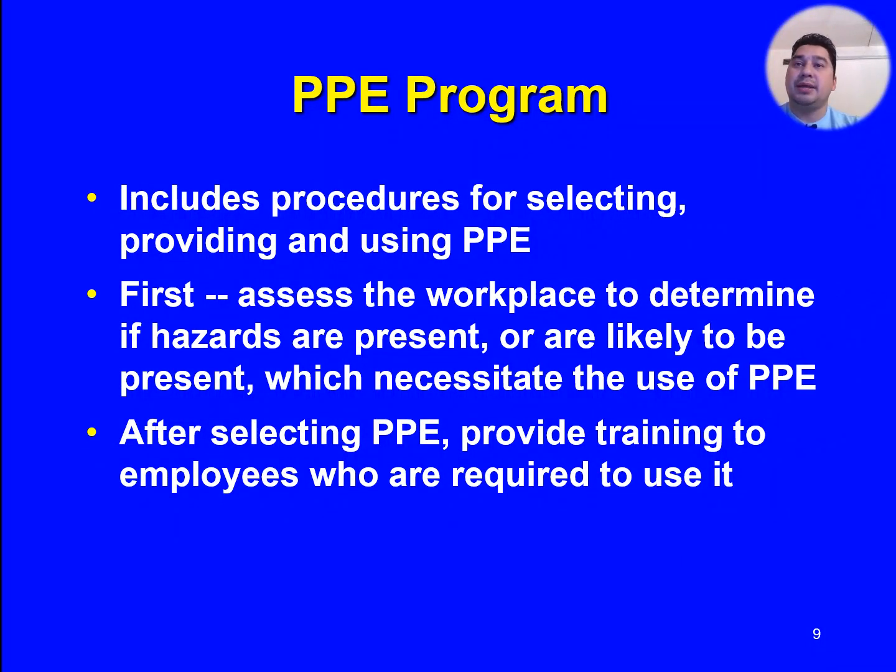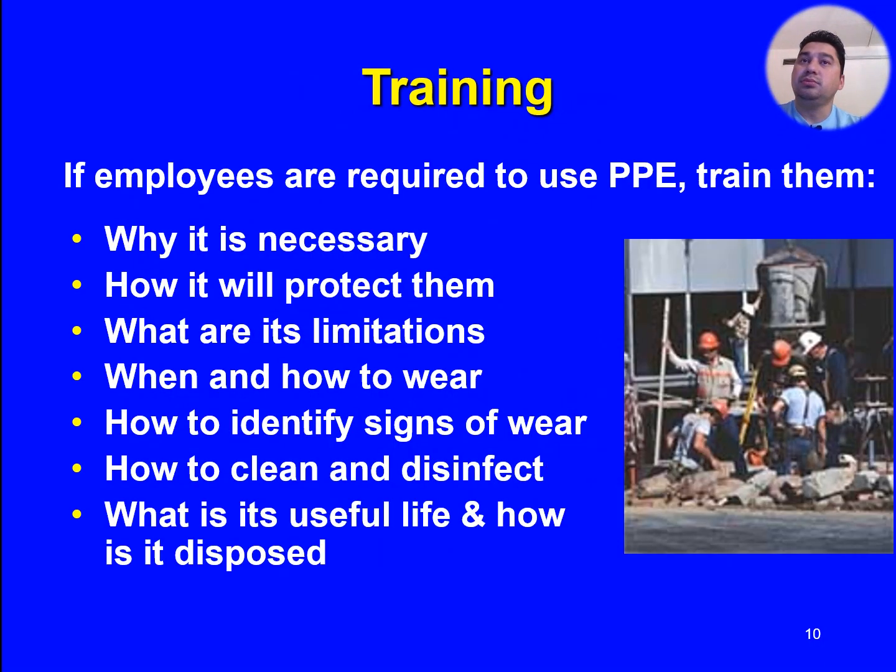First, assess the workplace to determine if hazards are present or likely to be present, which necessitate the use of PPE. After selecting PPE, provide training to employees who are required to use it. Now, training. If employees are required to use PPE, train them. You have to tell people why it is necessary, why they have to use the PPE, and what will happen if they do not use it. If you provide the training properly, they will understand the requirements and necessity of PPE, and they will use it properly.